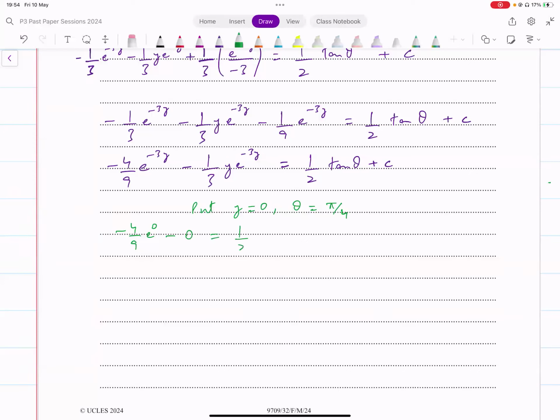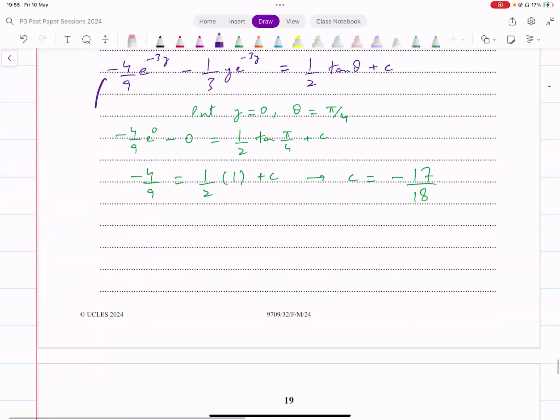On the other side, I have 1/2 into tan of π/4 plus c. Minus 4/9 equals 1/2 into tan π/4. Tan π/4 is 1, plus c. And that's going to give you the value for c. What does that turn out to be? Minus 4/9 minus 1/2. And that is giving me minus 17/18. Okay, this is the value of c that I'm getting.